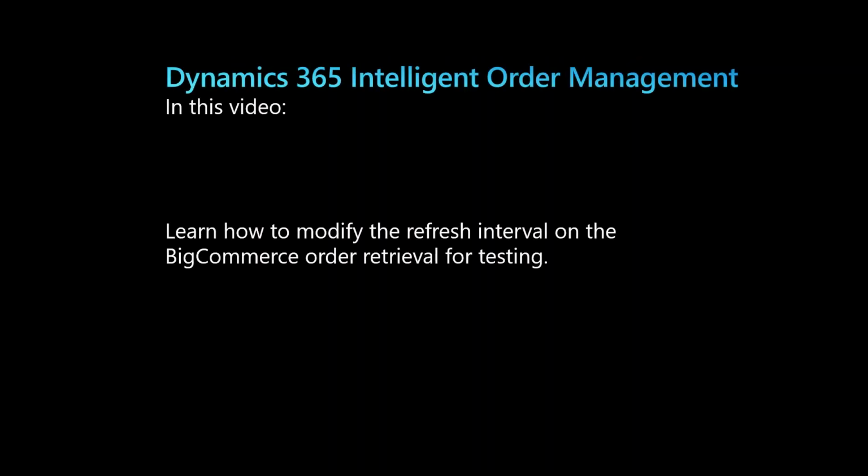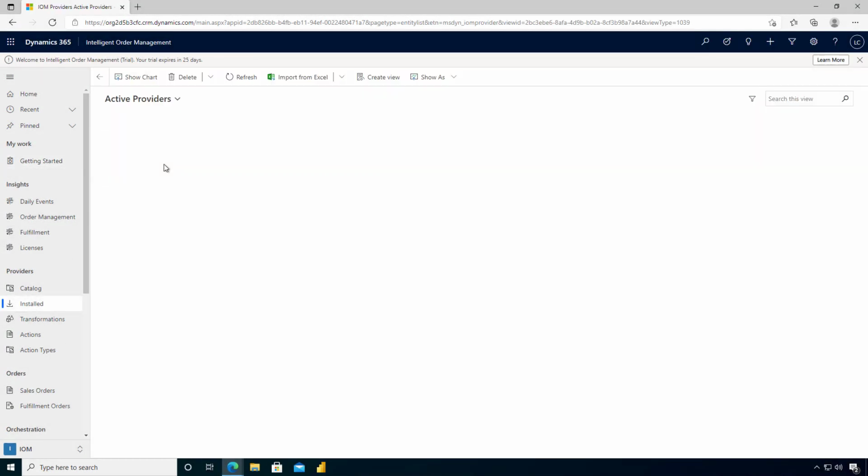In this video, we'll learn how to modify the refresh interval on the Bigcommerce auto retrieval provider for testing purposes. I'm in the application here and we've got one provider enabled, for example, the Bigcommerce one. This technically could be done on any provider, but I'm using the Bigcommerce one as an example.